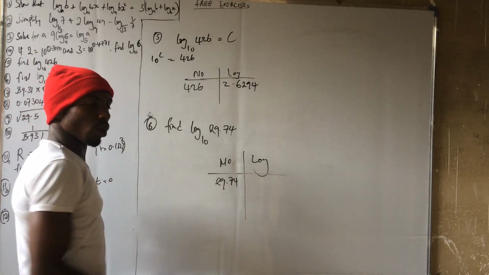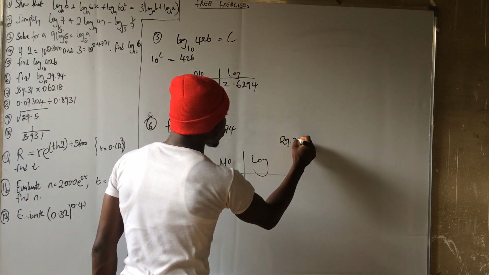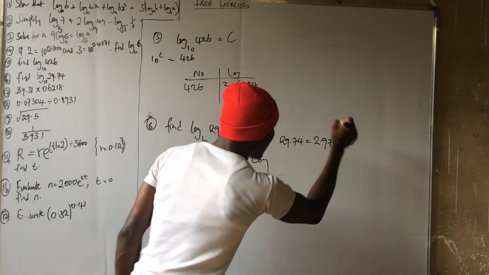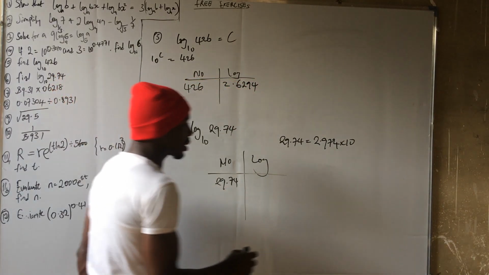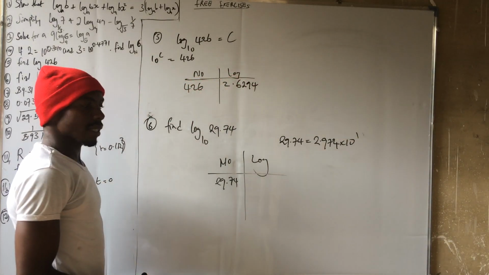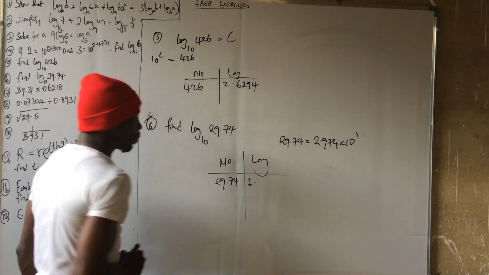We convert this number to standard form. To standard form, 29.74 is going to be 2.974 times 10, and this times 10 is the same as times 10 raised to the power 1. So the characteristic there is 1. So we use 1 point.